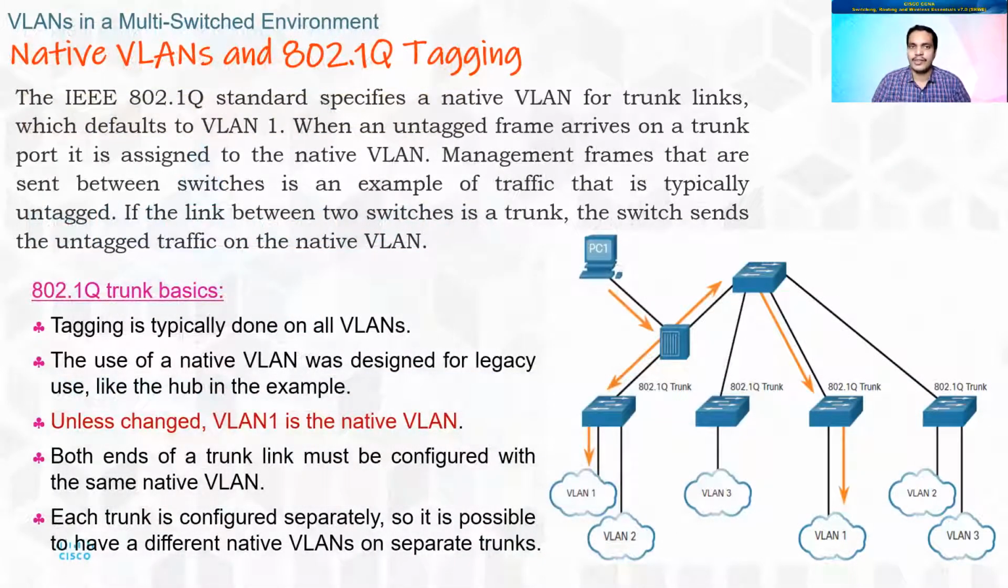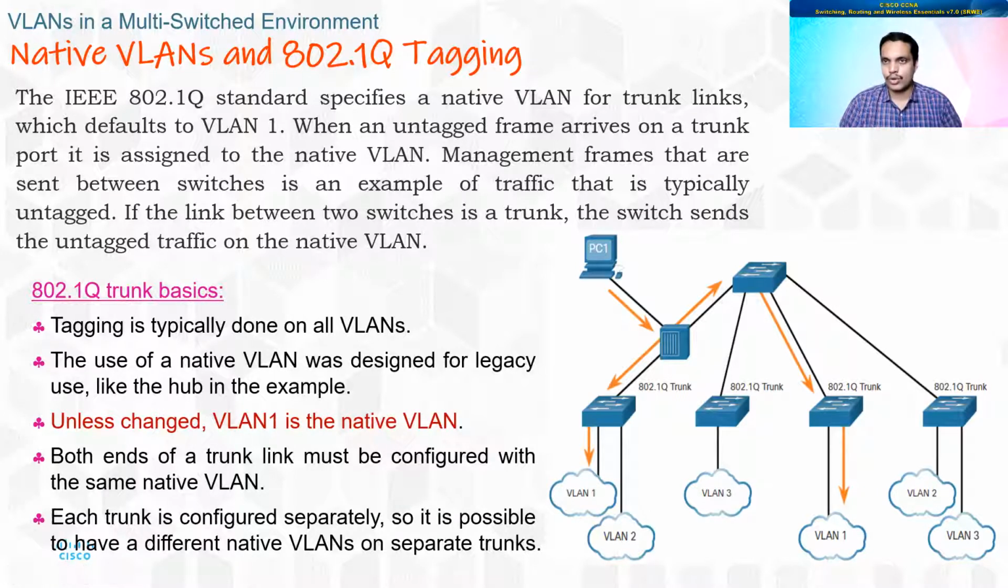Okay, so native VLANs and 802.1q tagging. I spoke to you that the IEEE 802.1q standard specifies a native VLAN for trunk links, which defaults to VLAN 1. Now, whenever an untagged frame comes on a trunk port, it is assigned to the native VLAN. In the earlier slide, I told you about the tagging process. Tagging means you need to add a tag or an ID to each and every frame belonging to a VLAN. Now, what if a frame comes in with no tag? It doesn't belong to any VLAN. Such traffic is always assigned to the native VLAN.